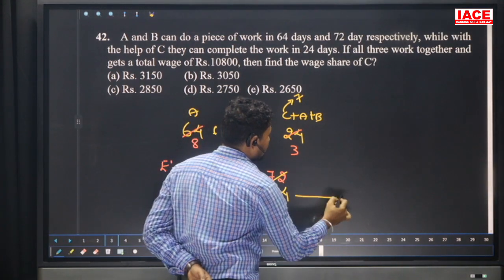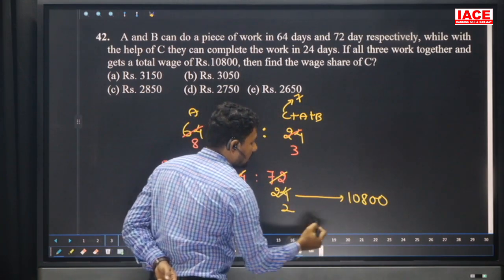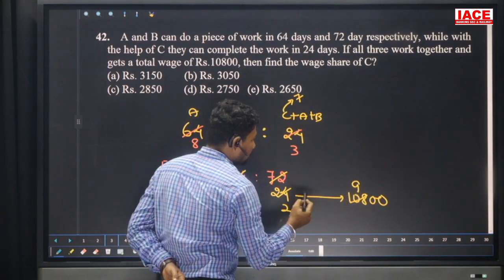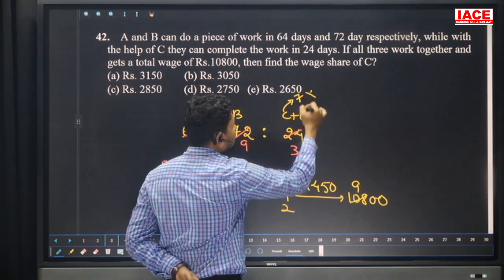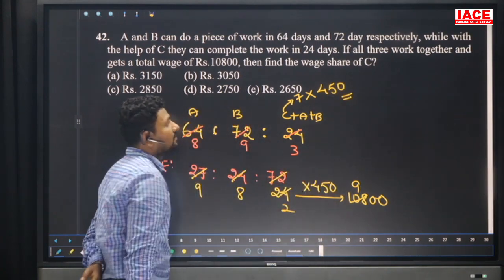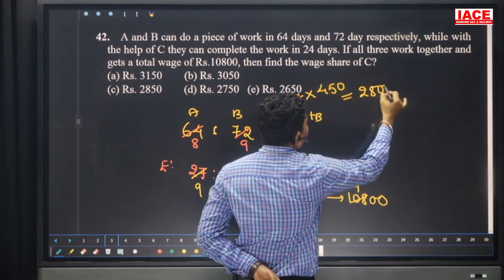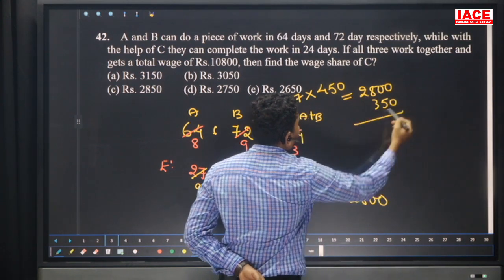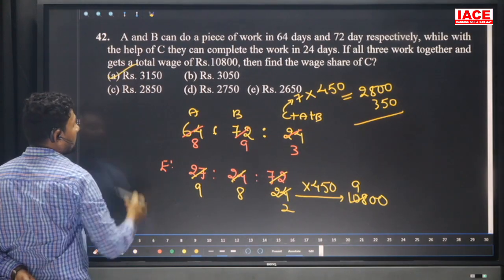24 parts is equal to 10,800, and 12 twos are, and 12 nines are. That means one part is equal to 450. We need how many parts? 7 parts. 7 into 450. 7 fours are 2,800. 7 fives are 350. Then we should add 2,800 plus 350. Our answer is 3,150. Our option is A.